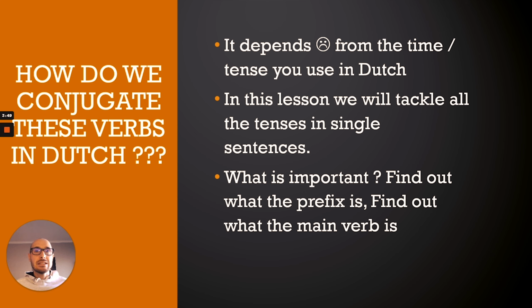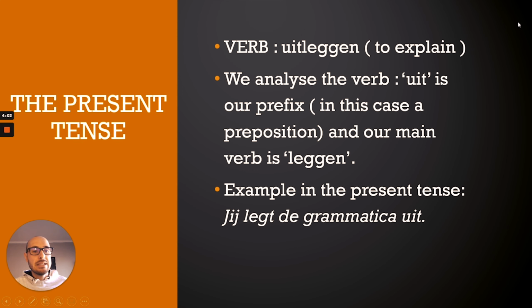Now, what is important if you see a separable verb? First of all, you have to determine what the prefix is and then find out what the main verb is. If you can do that, then you're already on a good way. Then we will start with the conjugation of the separable verbs. The first one is the present tense. We have chosen the verb uitleggen, which means to explain. Now we are going to analyze this verb. We see uit. In this case, that is the prefix and it's a preposition. And our main verb is leggen.